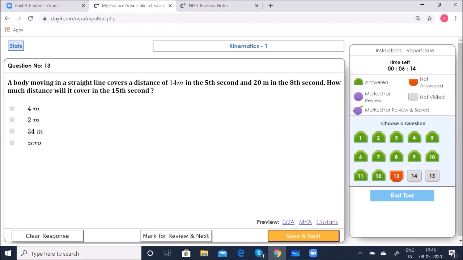A body moving in a straight line covers a distance of 14 meters in the 5th second and 20 meters in the 8th second. How much distance will it cover in the 15th second? So this is being asked. Okay. So let us go to this.